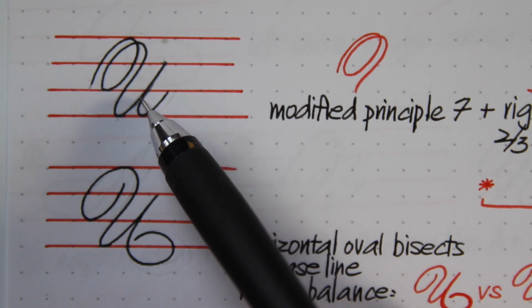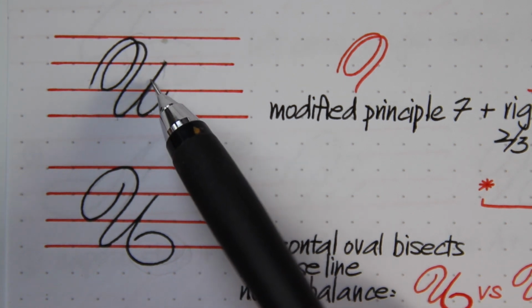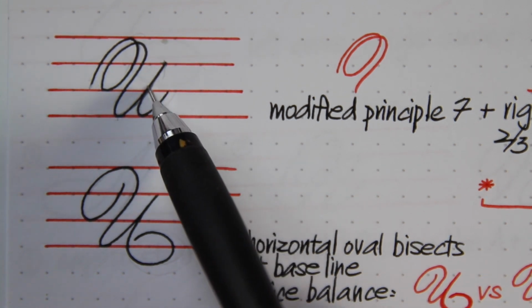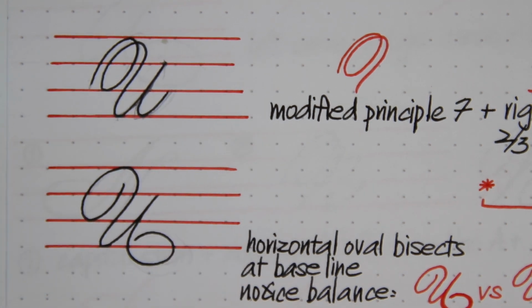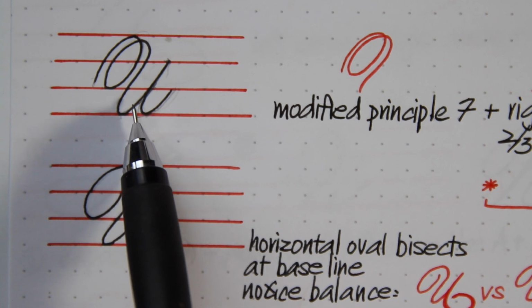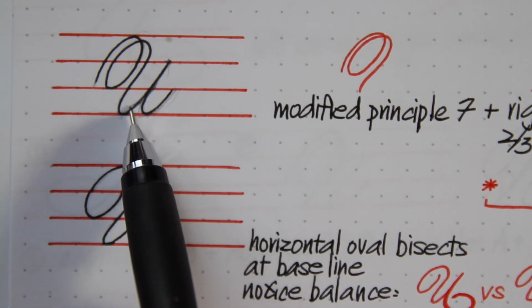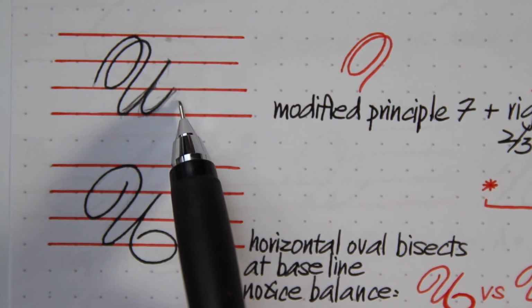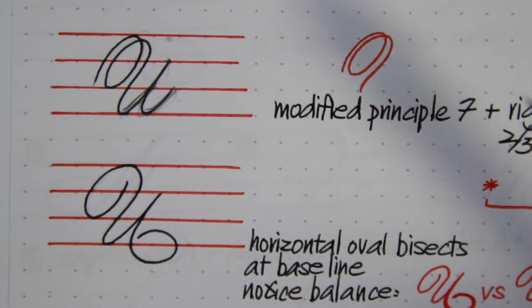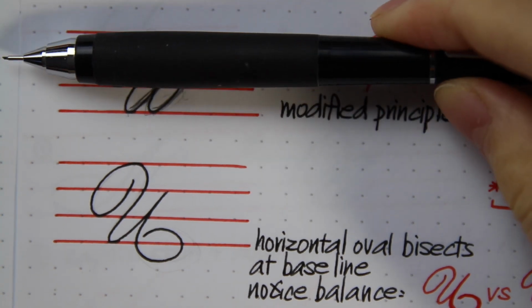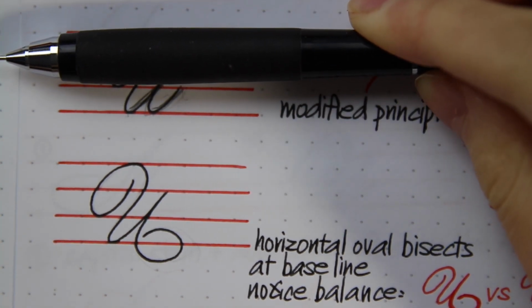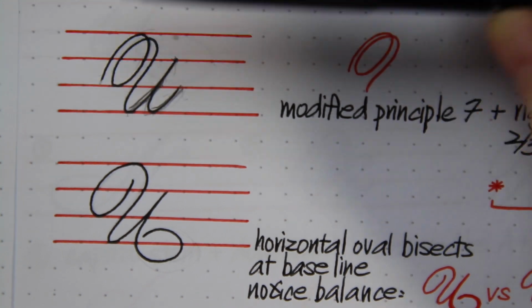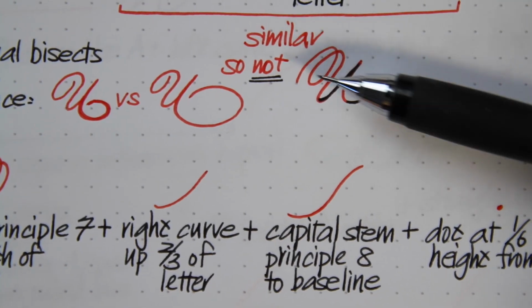The letter U has the same modified principle 7, a right curve, 2/3 of the height of the letter. And this line retraces half the length of the letter U, and we curl up the right curve one space. So take care that when you do this letter, these two right curves are similar. What that means is if I cover the top of the letter, you should see two exact right curves. It should not look something like this.